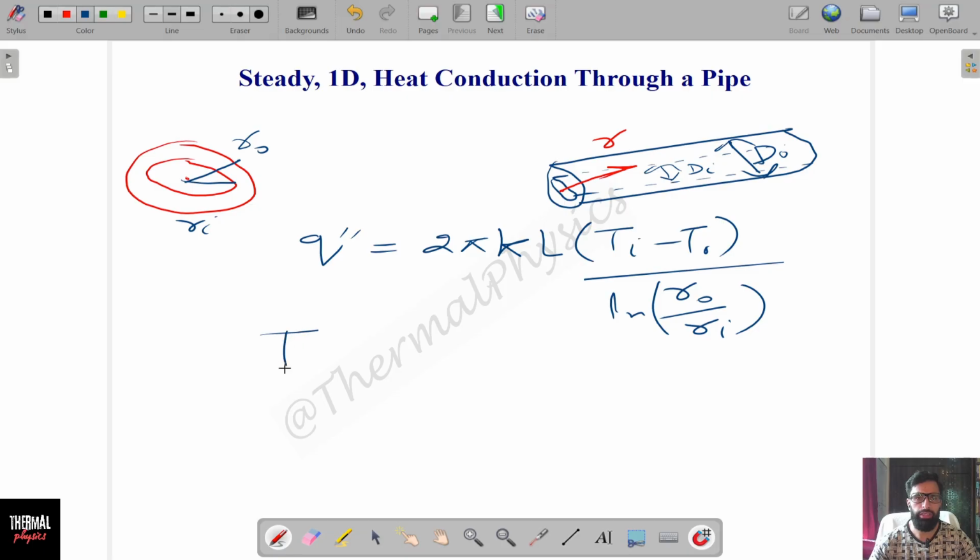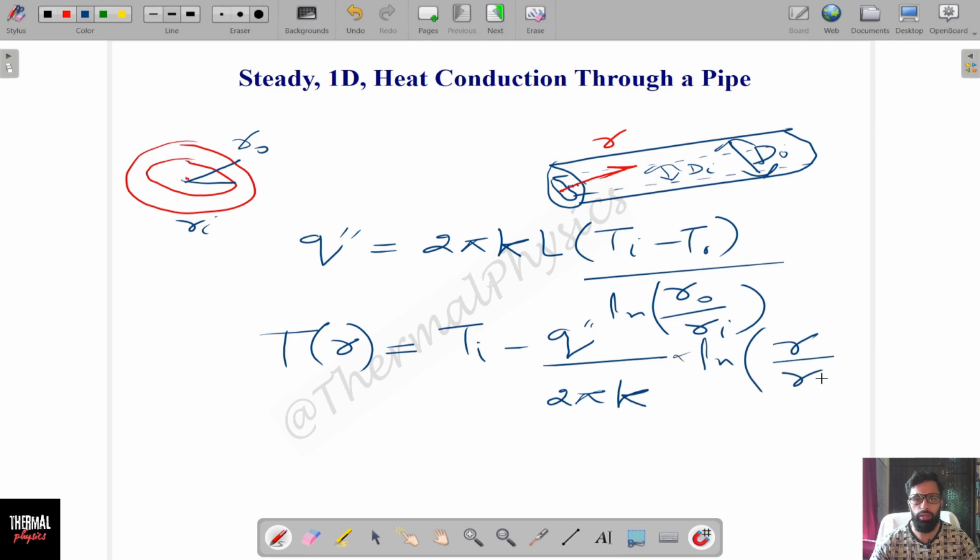And if we want to find the temperature at any point along this radius, at any thickness, the temperature at any radial point r is the initial temperature minus this heat transfer rate divided by 2 pi k times ln r by r inner radius. So these are the two basic equations that we are going to use in this case to study one-dimensional heat conduction: the heat transfer rate and the temperature distribution equations.